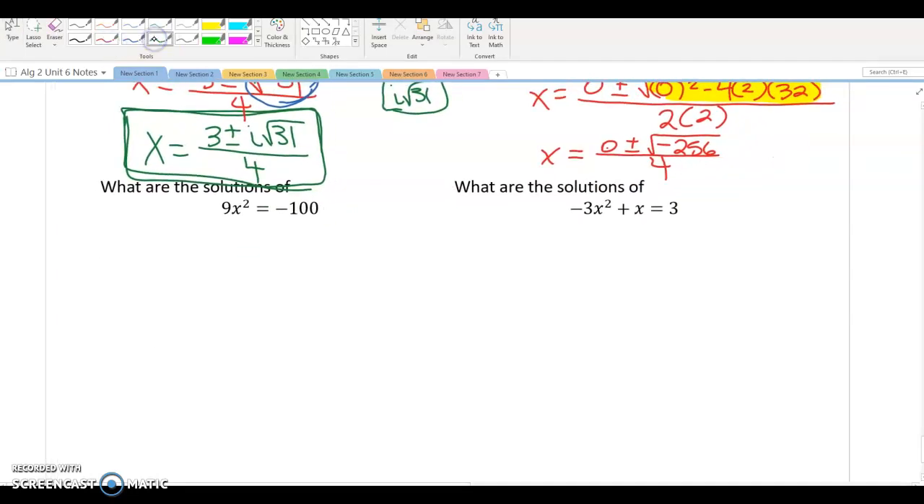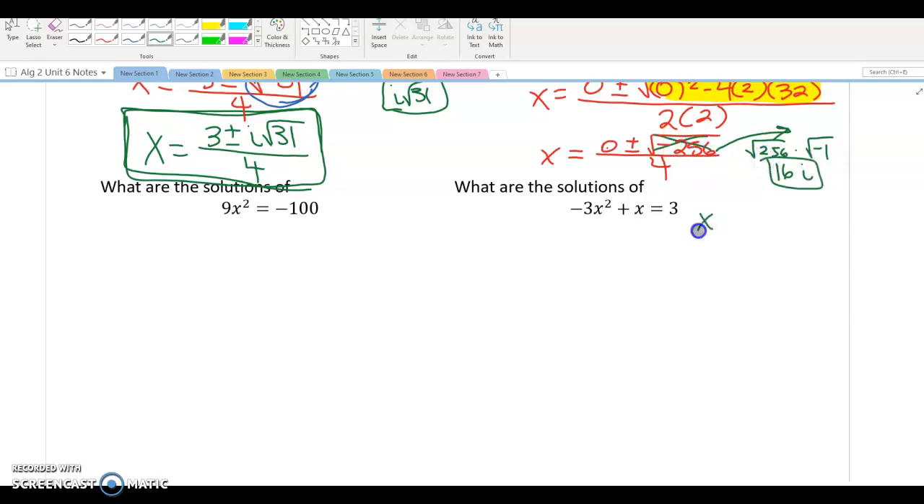All right, and now because I have the square root of a negative number, that's not a real solution, which means it's going to be an imaginary solution. So I'm going to have to break it apart into the square root of 256 and the square root of negative 1. So what is the square root of 256? 16. What's the square root of negative 1? i. So I'm actually going to replace my square root of negative 256 with 16i.